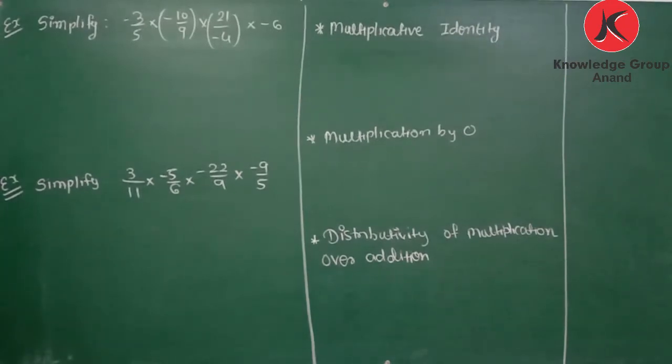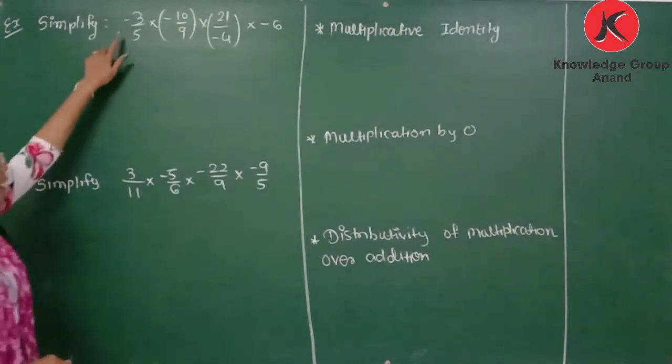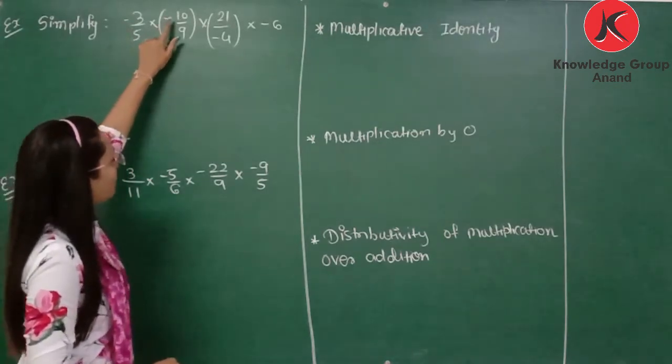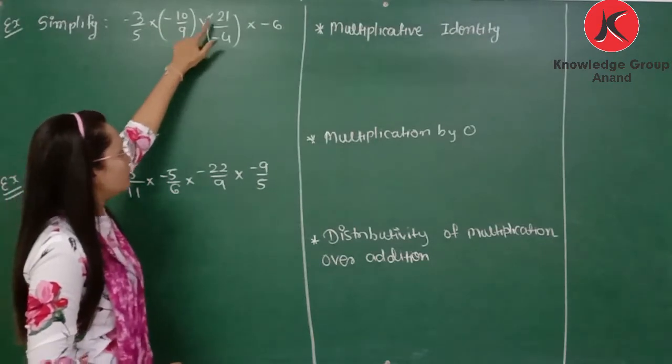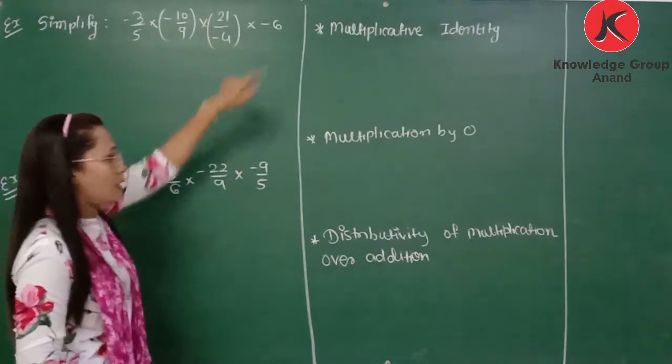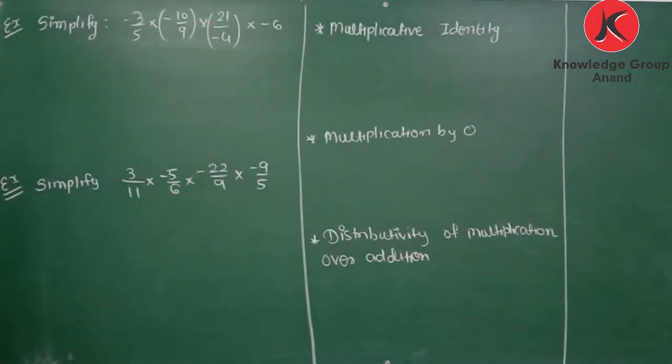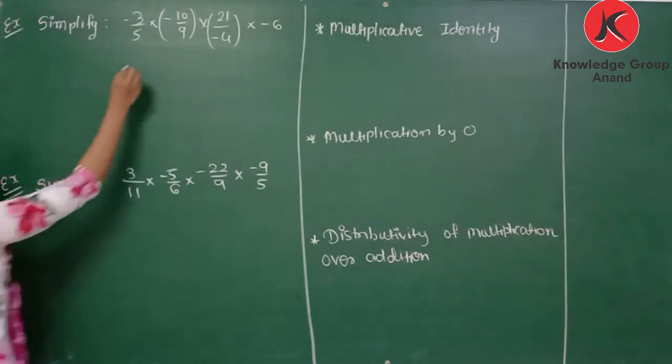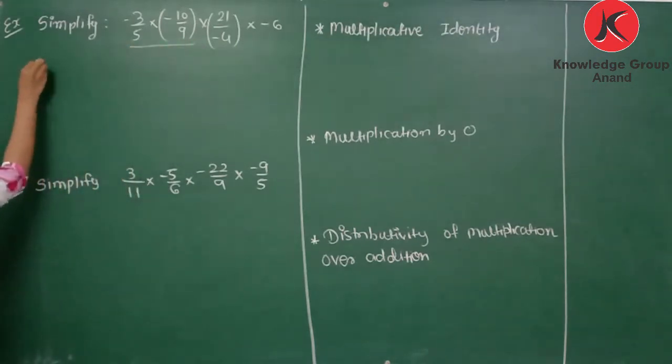Now let's take some example in which we can apply the properties that we learned. So here first, minus 3 by 5 multiplied by minus 10 by 9 multiplied by 21 by minus 4 multiplied by minus 6. As we learned commutative property, means we can change the group or order. Okay, we can change the order. So here we can multiply these two first.